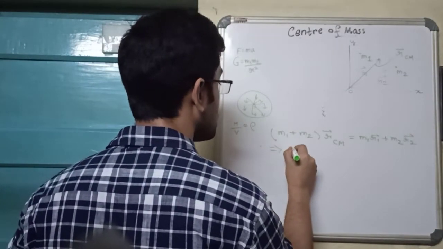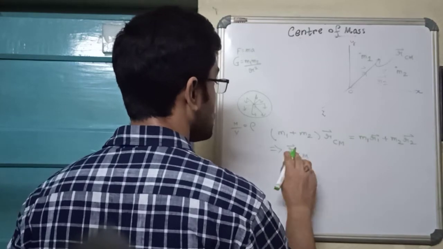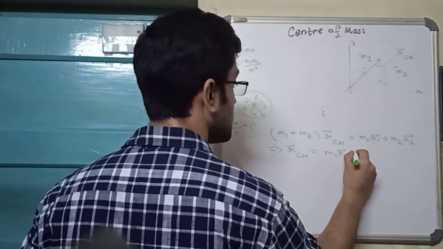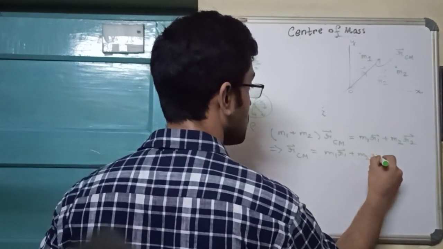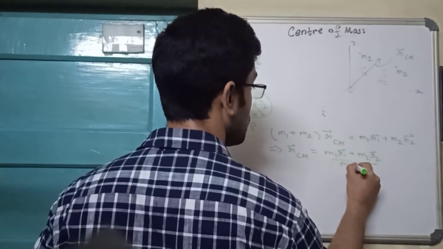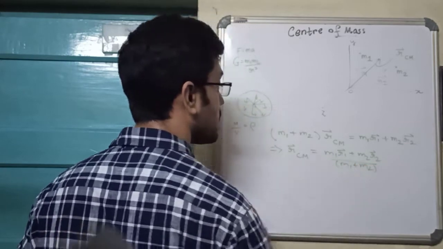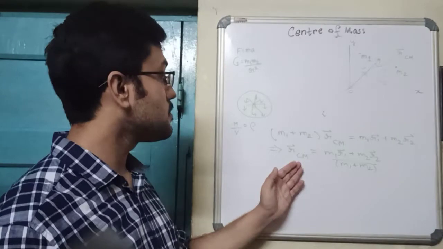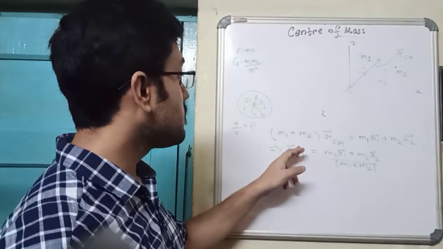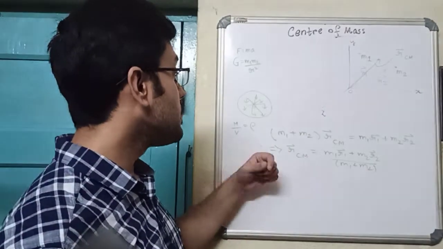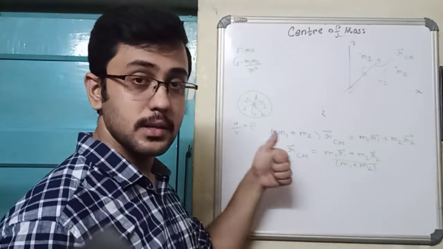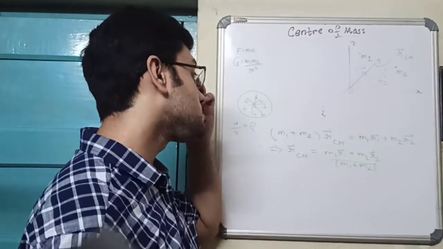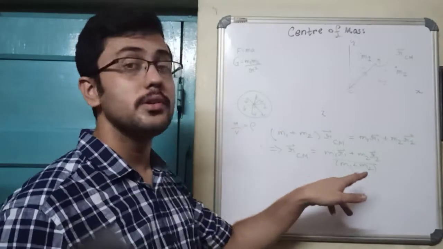From here we can simplify and write that the position vector of the center of mass is m1r1 plus m2r2 divided by m1 plus m2. So this is in vector notation. That means this is the vector notation of the position, and we can find its magnitude as well as its orientation and direction in space if we use this formula. But this is only for a two-body system.